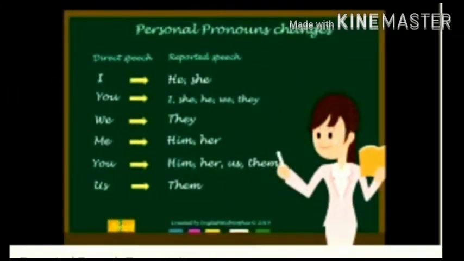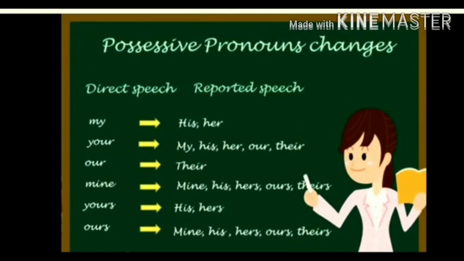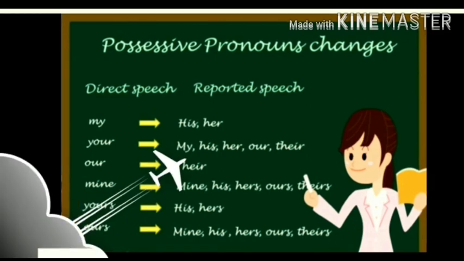Personal pronoun changes. In the direct speech, I. While making it into indirect speech, it becomes he, she. You becomes I, she, he, we, they. We, they. Possessive pronoun changes. In the direct speech, my. In the reported speech, it will become his, her. Your becomes my, his, her, their.